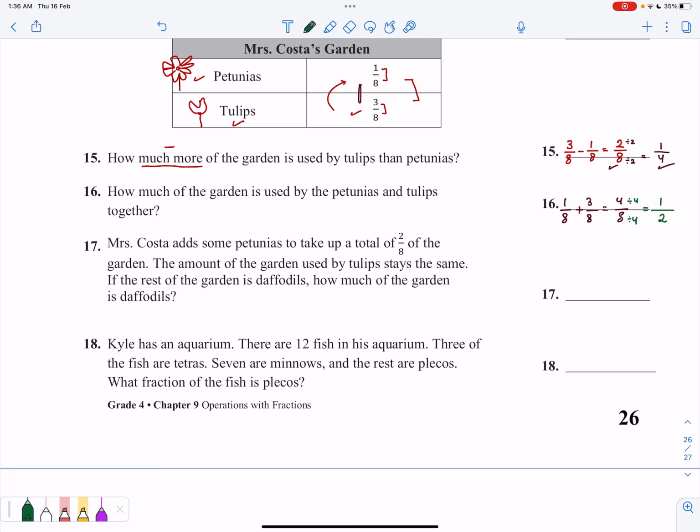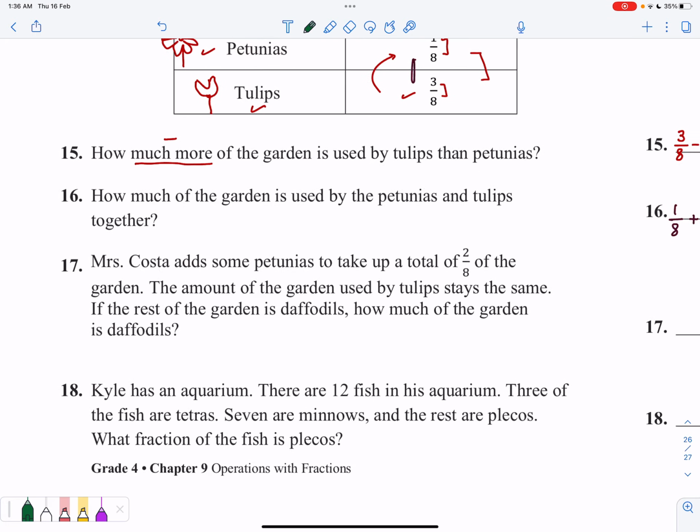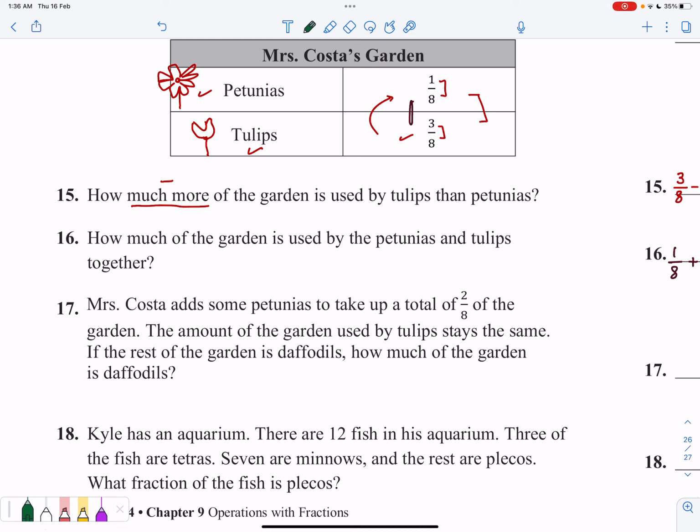Then 17. Mr. Costa adds some petunias to take up a total of 2/8 of the garden. Do you see what is happening? He added more petunias, so instead of the 1/8, now he has a new amount, which is 2/8. So this is the new amount of the petunias. And the amount of garden used by tulips stays the same. He didn't add or take away any tulips.